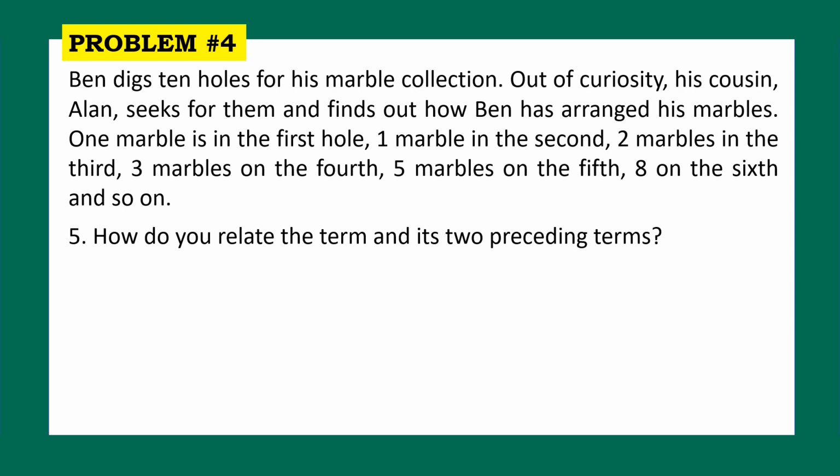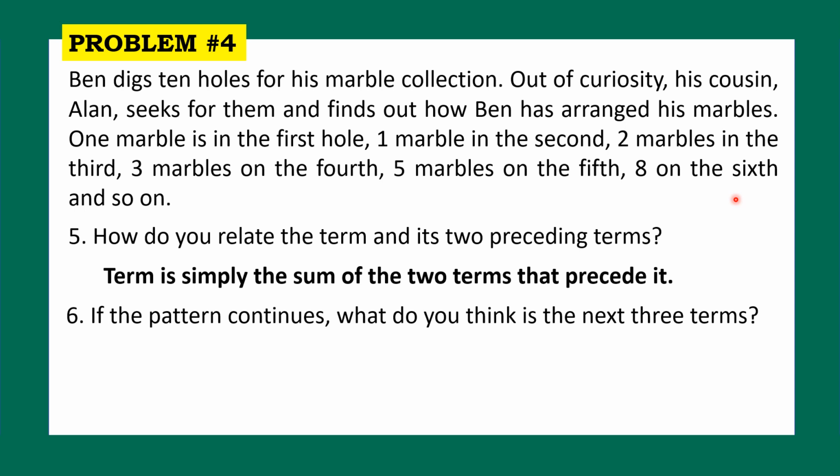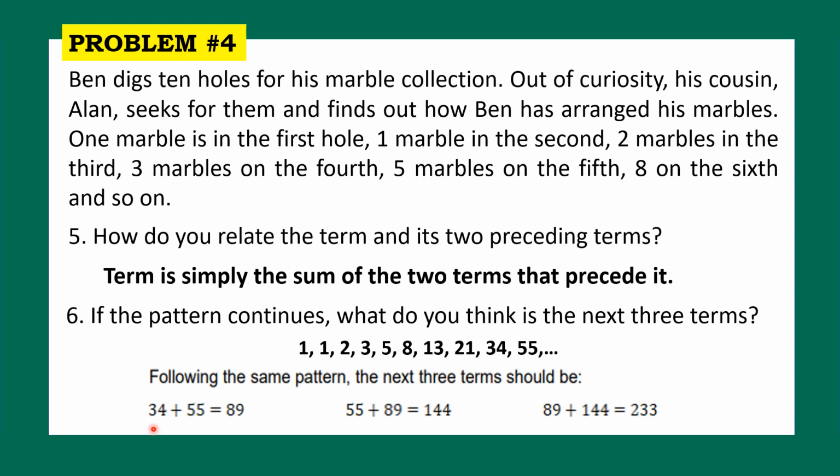Now, for question number 5, how do you relate the term and its two preceding terms? The term is simply the sum of the two terms that precede it. So for number 6, if the pattern continues, what do you think are the next three terms? We just need the last two terms on the sequence, which are 34 and 55. We simply add those. 34 plus 55 is 89, and then we add 89 to 55, and that is 144. 89 plus 144 is equal to 233. So it means that the next three terms are 89, 144, and 233.